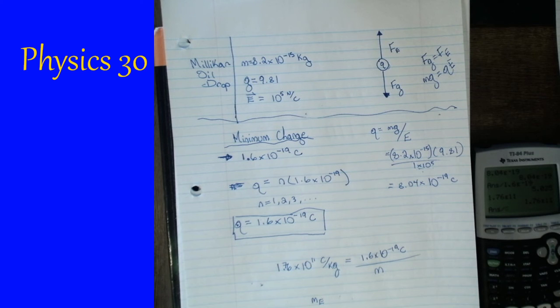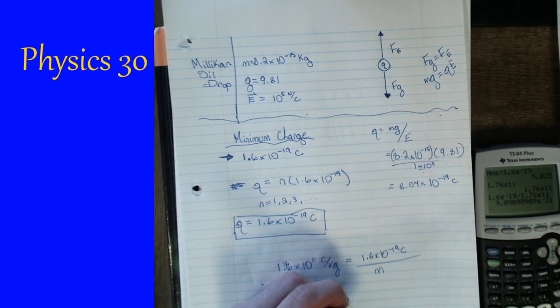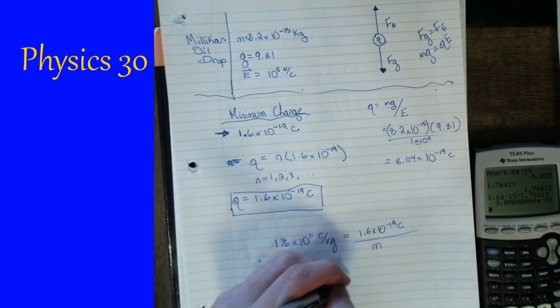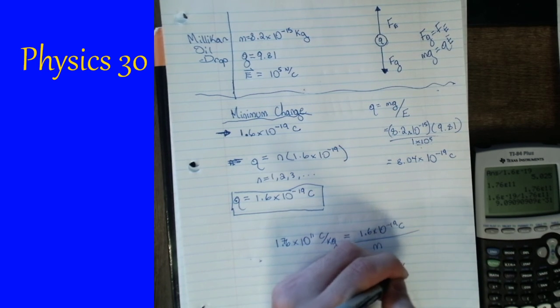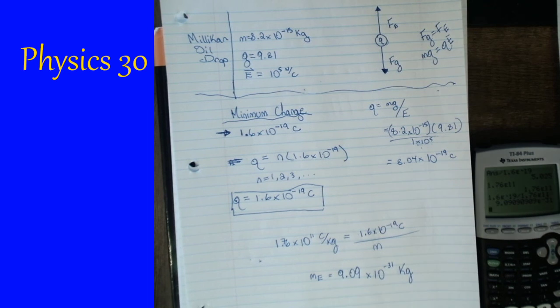divided by 1.6 E negative 19. You get roughly the quantity that we actually use today. We get 9.09 times 10 to the negative 31 kilograms, and that's very close to the mass of the electron that has been calculated with some sharper tools, we'll say.